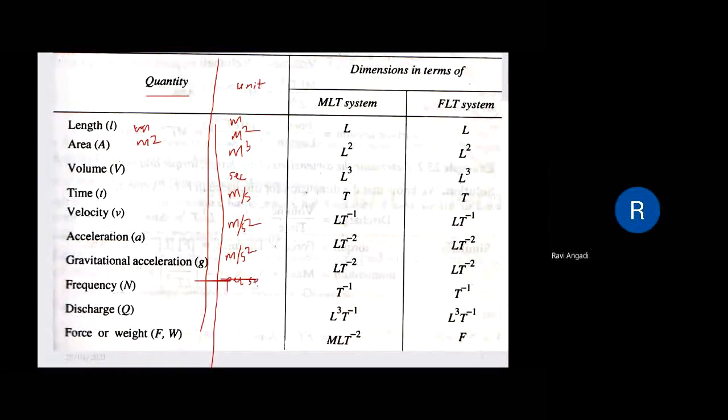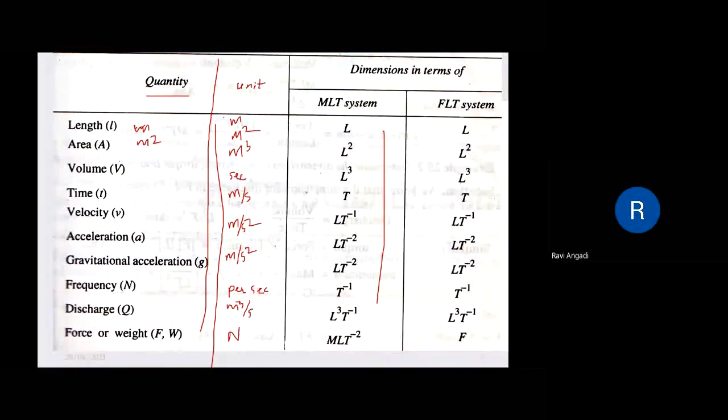Per second. Correct? Frequency is per second. That's what we call hertz. You have to write this one: per second. Then discharge, meter cube per second. Okay, right. Force or weight, Newton. Right. So like this, if you write the units of any physical quantity, you can easily write the dimensions of that quantity.